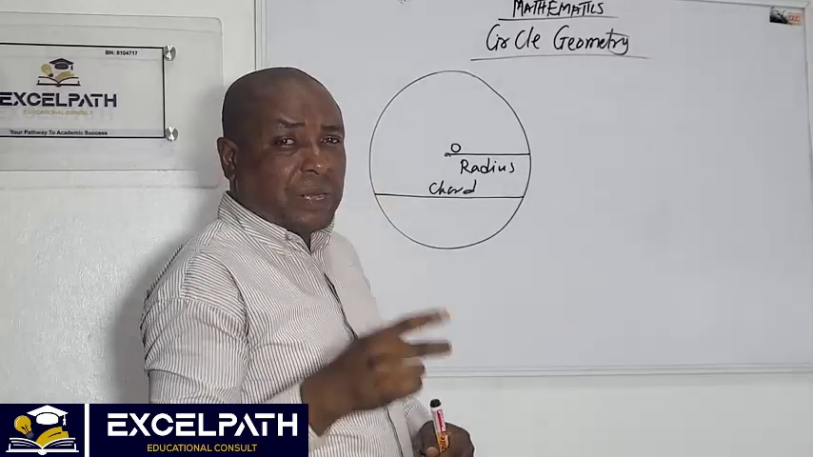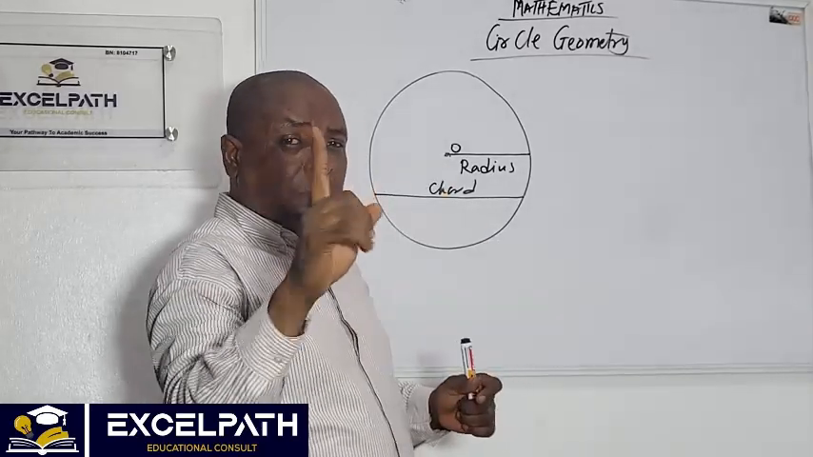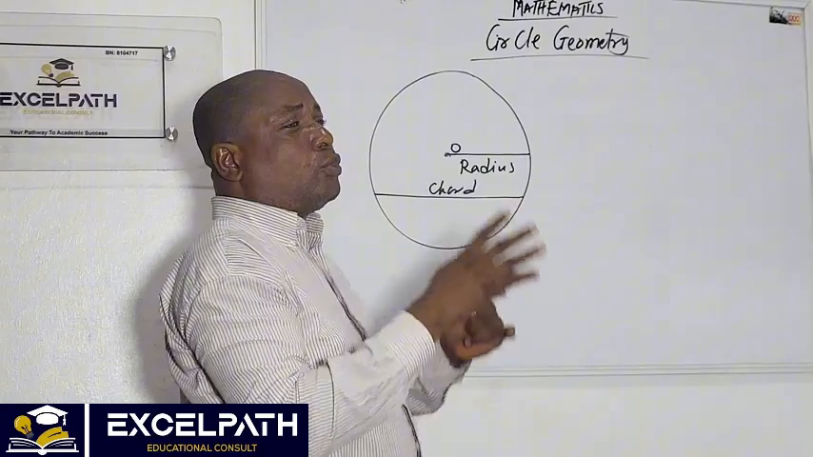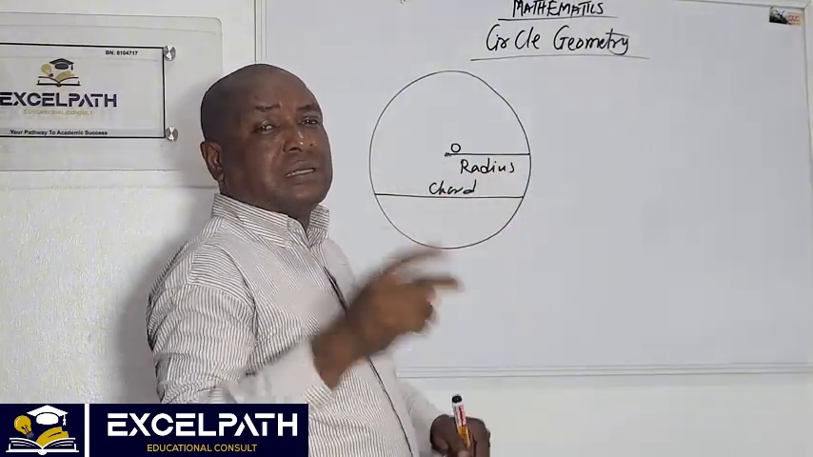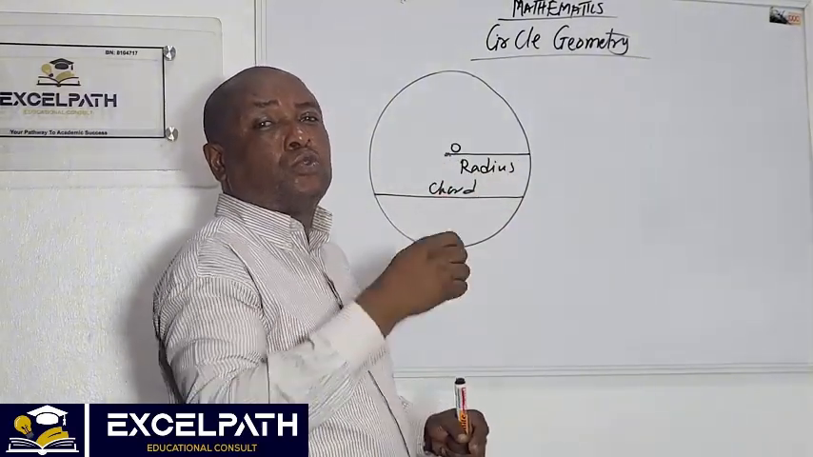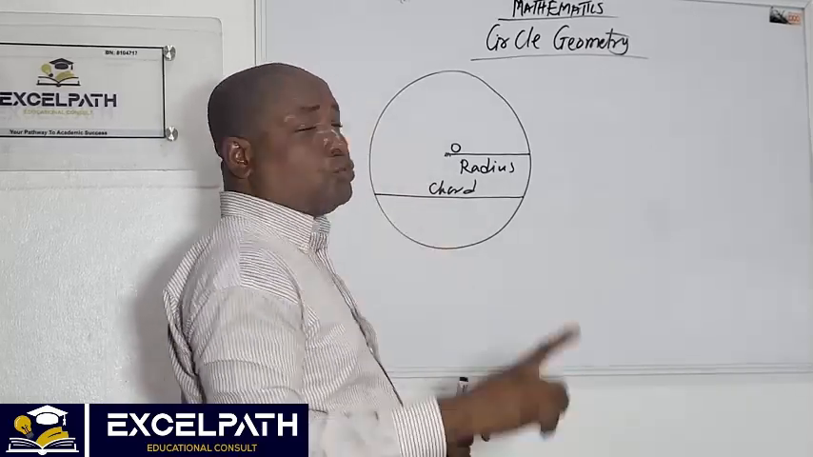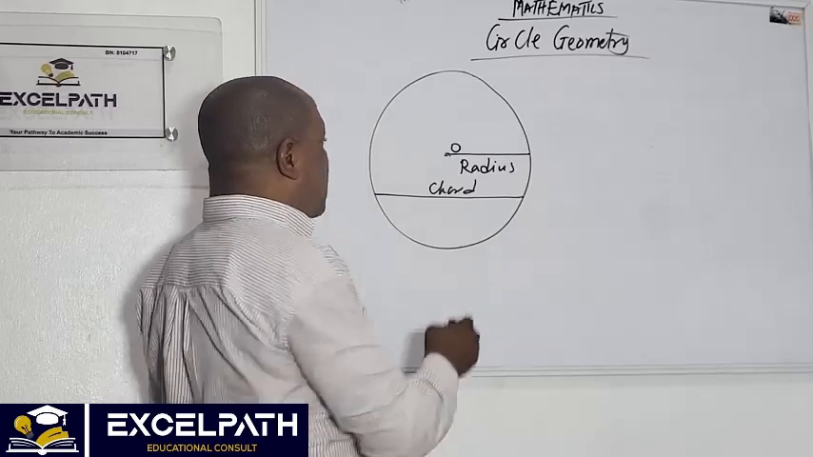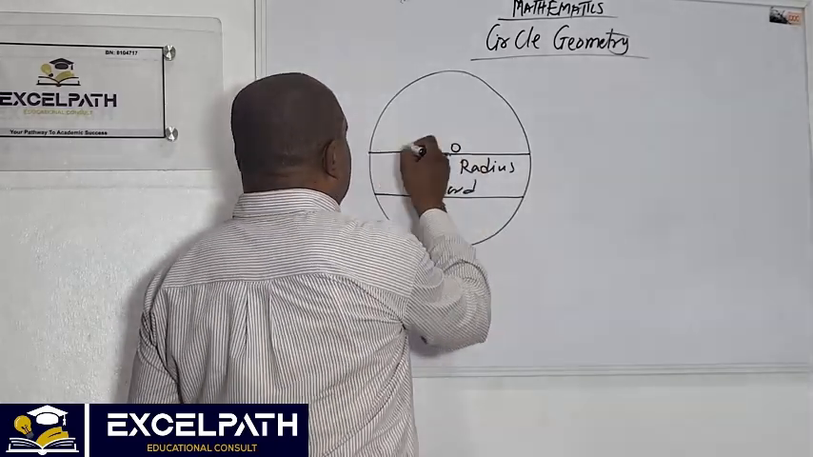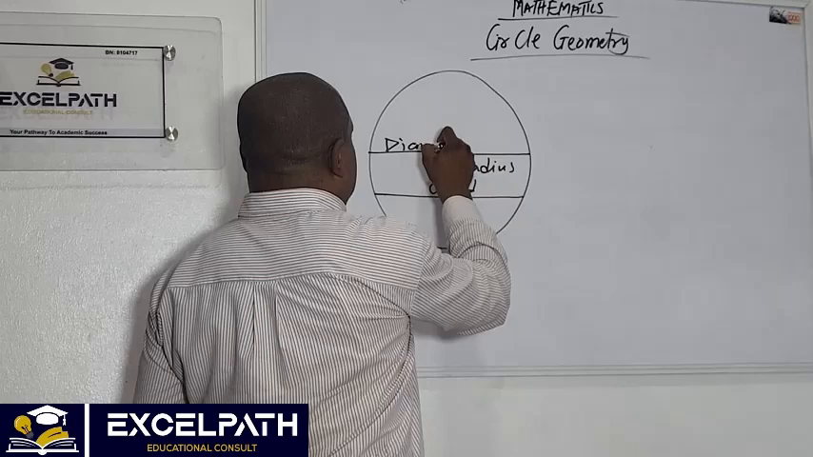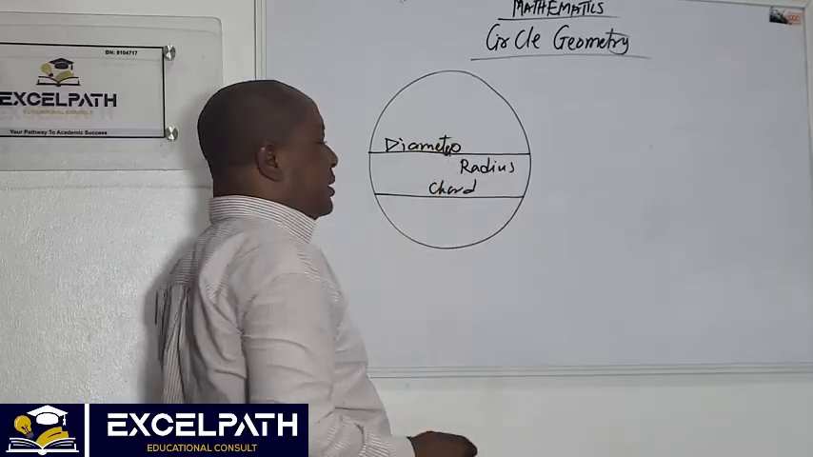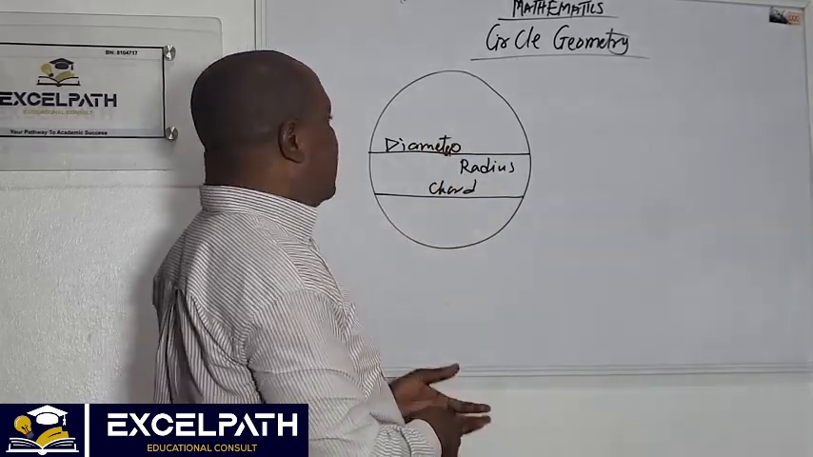Now, these 2 parts come in 2 ways. The first one is that it divides the circle into 2 uneven parts. The second one is that it divides the circle into 2 equal parts. Now, it's only one line that divides the circle into 2 equal parts, and that line is called a diameter. This is a diameter. Are you with me?